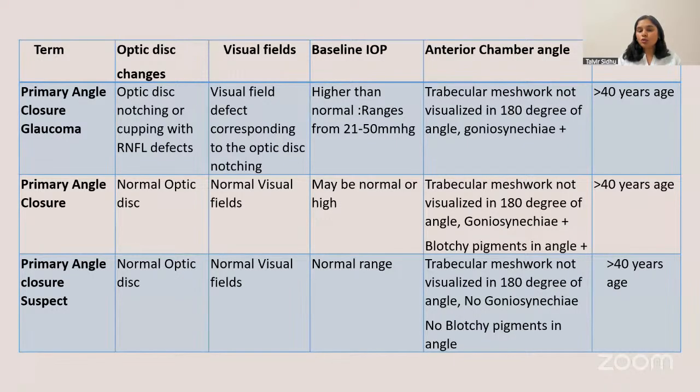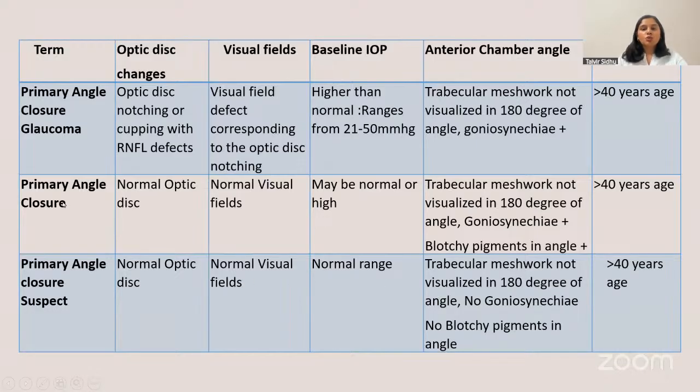There are no goniosynechiae, no blotchy pigments in the angle on gonioscopy. So these are the people who have an occludable angle, but they have not progressed to goniosynechiae formation. The intraocular pressure is normal, visual fields are normal, and optic disc is also normal, right? So here you do not need to do a YAG PI.